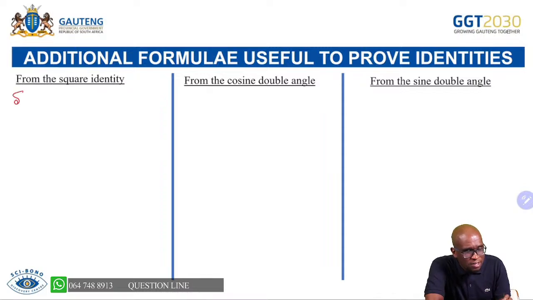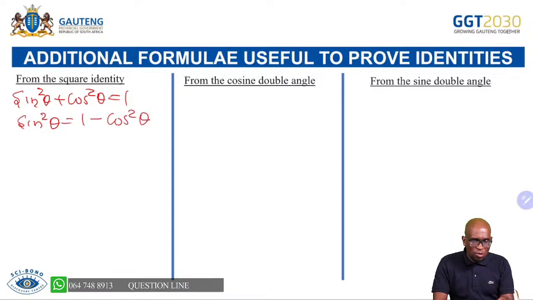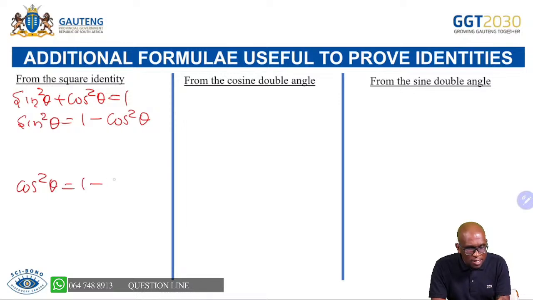From the square identity, sine squared theta plus cos squared theta is equal to 1. From here, we can make sine the subject. The sine squared of theta is 1 minus what? The cosine squared of theta. That's one thing we can do. We can also make the cosine the subject. Cosine squared of theta is 1 minus the sine squared of theta.